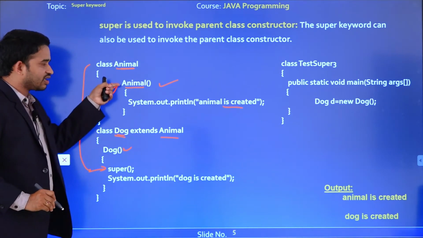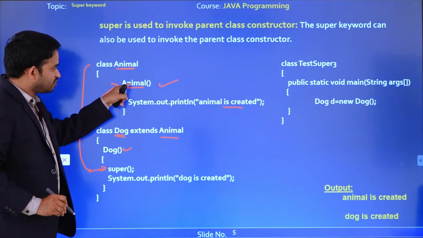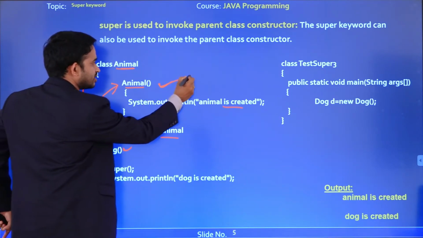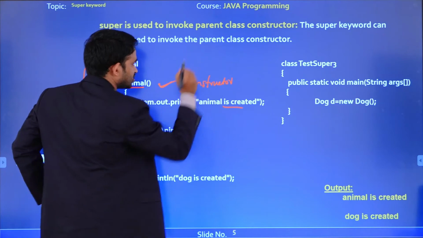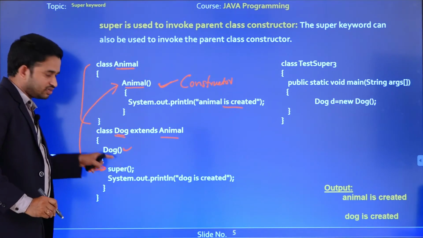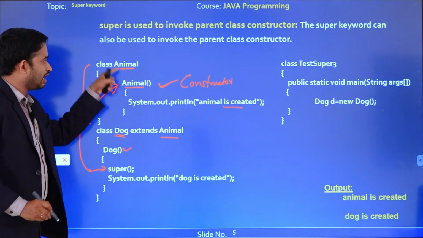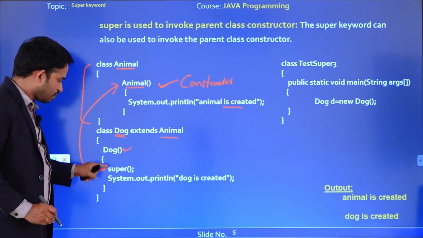So inside here we are writing the constructor. This method we call a constructor because the name of the method and the name of the class is the same. By using this statement, super, it will invoke the immediate parent class constructor. What is the immediate parent class? Animal. The immediate parent class constructor is invoked with the help of the super keyword.